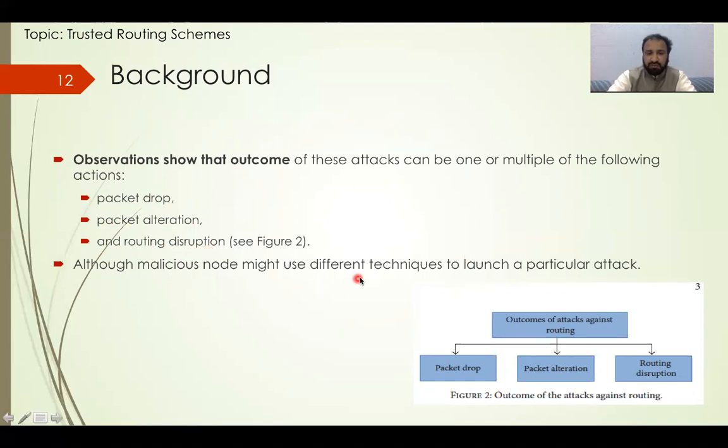Although a malicious node might use different technologies to launch a particular attack, you can see the outcomes are packet drop or packet alteration. So if we can find such a mechanism, or if we increase the trust of the nodes in the routing process, we can improve our packet drop rate, packet alteration, or routing disruption.